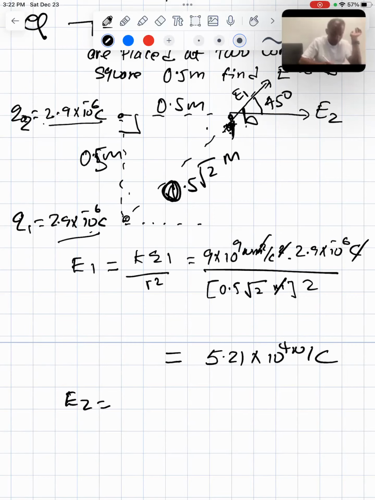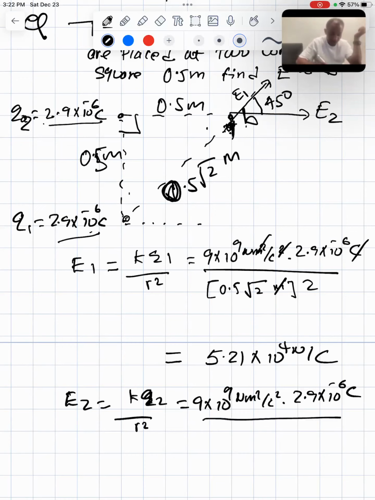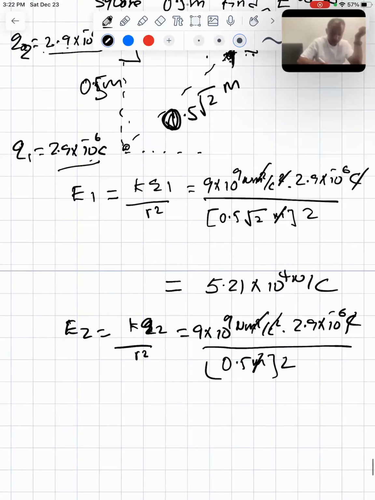The electric field for charge 2 is K times Q2 over R squared. K is 9 times 10 raised to 9 Newton meter squared per Coulomb squared. Charge 2 is 2.9 times 10 raised to negative 6 Coulomb. And the distance from Q2 to B is only 0.5 meter. From here to here is 0.5 meter. Meter squared cancels meter squared, Coulomb cancels Coulomb. So the algebra gives 1.04 times 10 raised to 5 Newton per Coulomb.